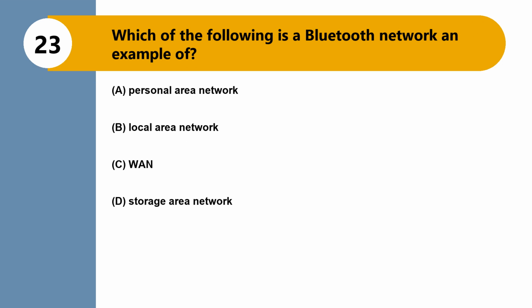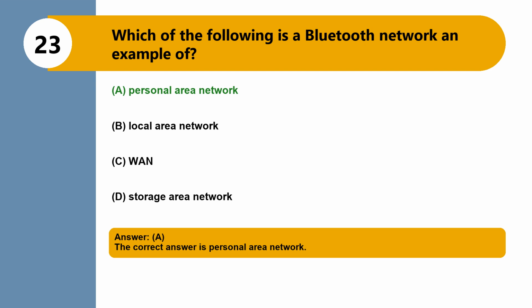Question 23. Which of the following is a Bluetooth network an example of? Option A, personal area network. Option B, local area network. Option C, WAN. Option D, storage area network. The correct answer is option A, personal area network.